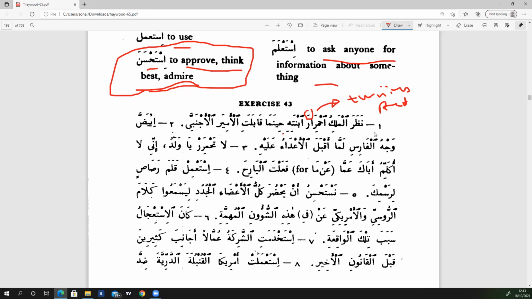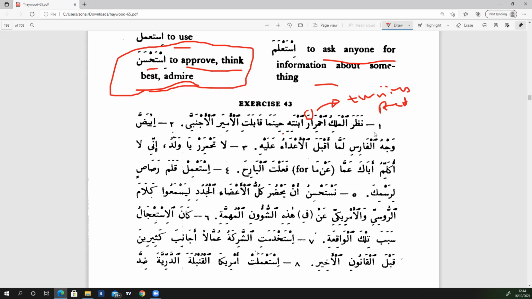Hinama, what does that mean? When. Do the rest. When qabalat is to meet each other, right, sir? Yes. Qabalat, when his daughter met the prince, the unknown or foreign prince. So the king saw her.